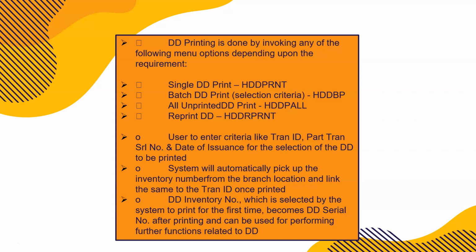It can be used for performing functions related to the draft also, right? So this is important, the DD serial number. That also we can use for further cancellations, duplicate issue, whatever it is, right?